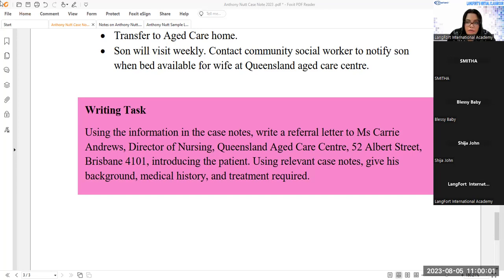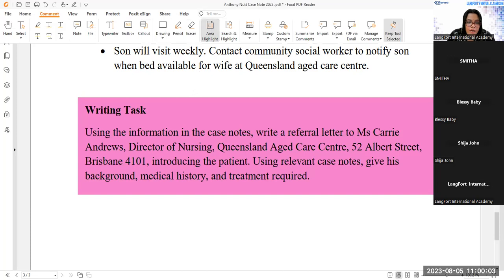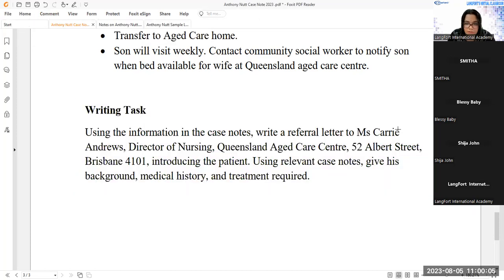Okay, Blessy, can you tell me who we are writing the letter to? Who is our reader? Miss Carrie Andrews, Director of Nursing. Okay, in the writing task, have they given the purpose? No. All right. Have they given whether the reader knows the patient?